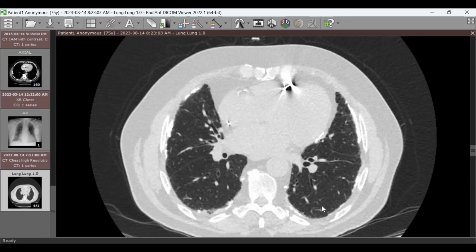What's the differential of UIP pattern in the lower lungs? In the lower lung, we could have non-specific interstitial pneumonia. Just listen to me. We identified the pattern already. We said it's typical UIP. We identified the distribution, that's in the lower lobes, lower zones. And we have the differential for typical UIP in the lower lobes.